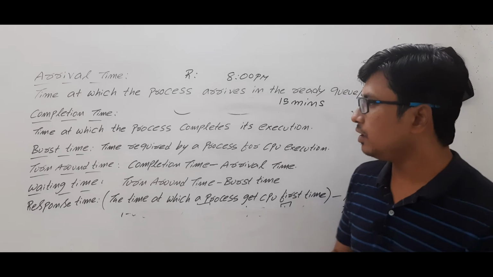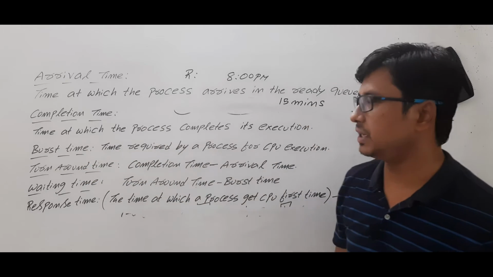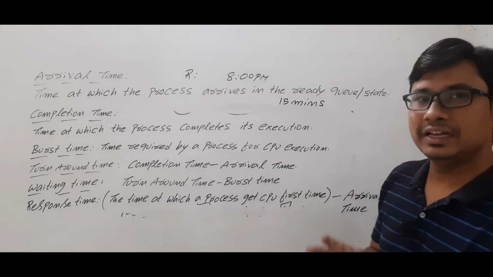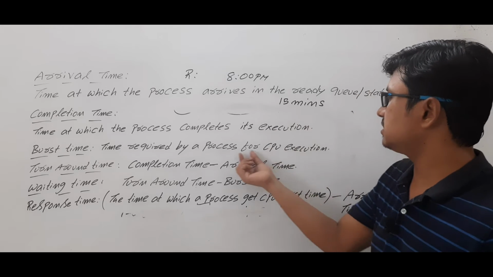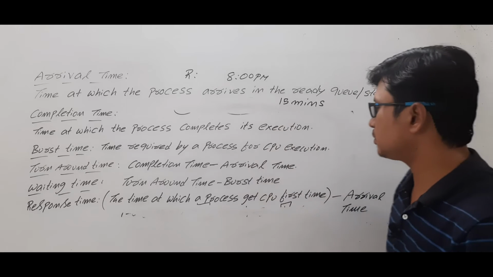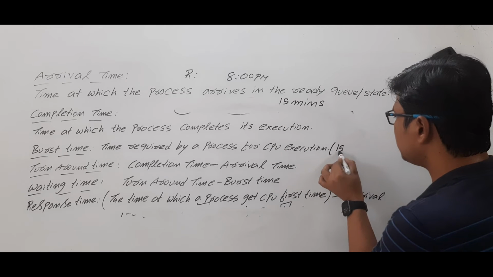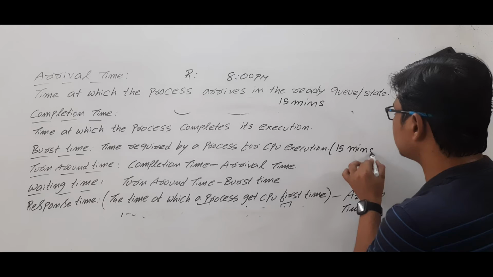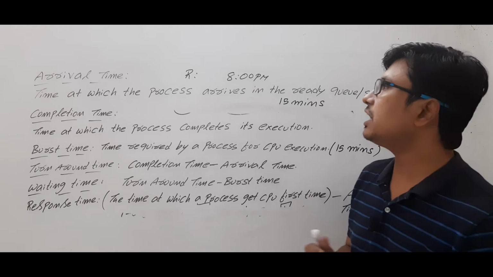Is it clear? Now, this is called burst time: the time required to complete your task by a CPU execution. So for you, it takes 15 minutes to complete it. In this example, burst time is 15 minutes. Is it clear? Now, arrival time.